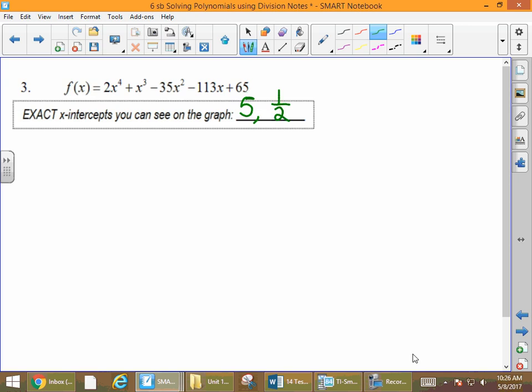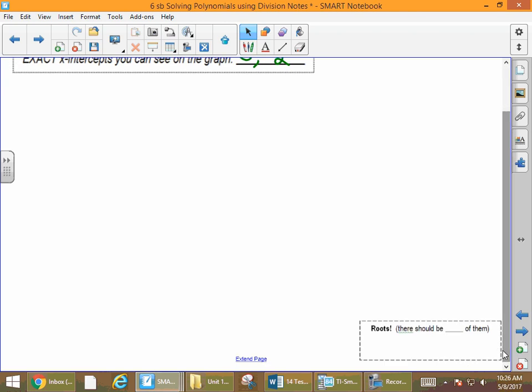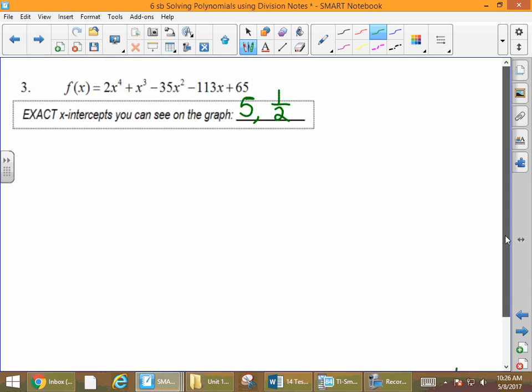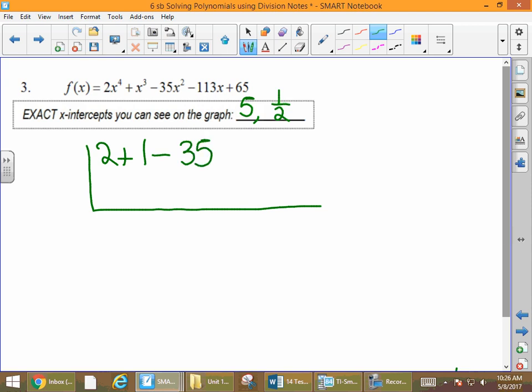How many roots are we looking for on this problem? Looking for 4 of them. So when we come back over here, we're going to set up our synthetic division. The number for the x to the 4th is 2. Number for the x cubed is 1. Number for the x squared is negative 35. Number for the x, negative 113. Plus 65, our constant value. And we're going to use 5 to divide.